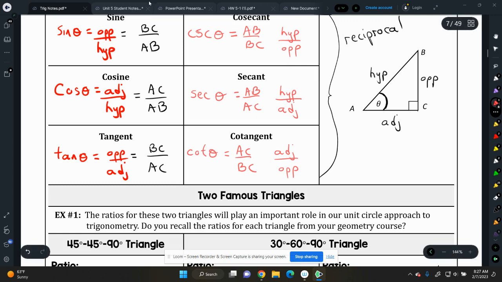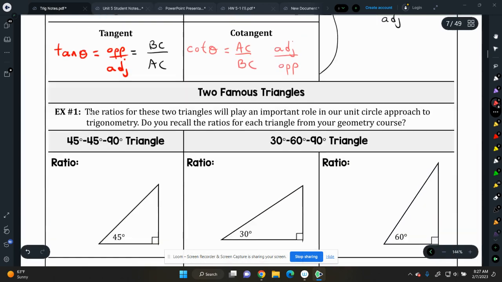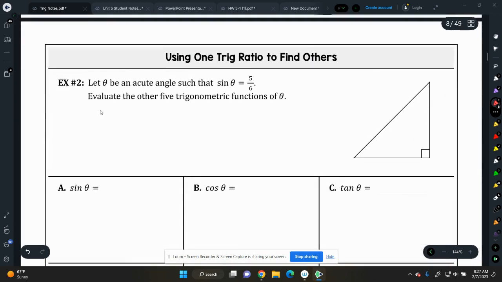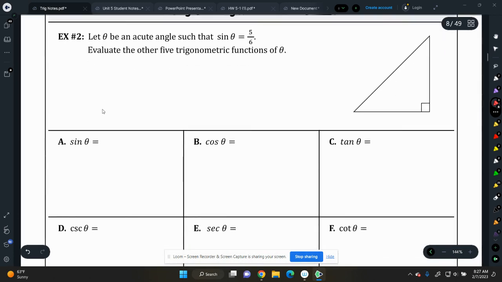Okay. So we're going to skip the famous triangles for now. So let's skip down to example 2. Let theta be an acute angle such that sine theta equals 5 over 6. Okay. So if we look at a right triangle, we know we have one angle that is 90 degrees. This angle right here is 90 degrees.